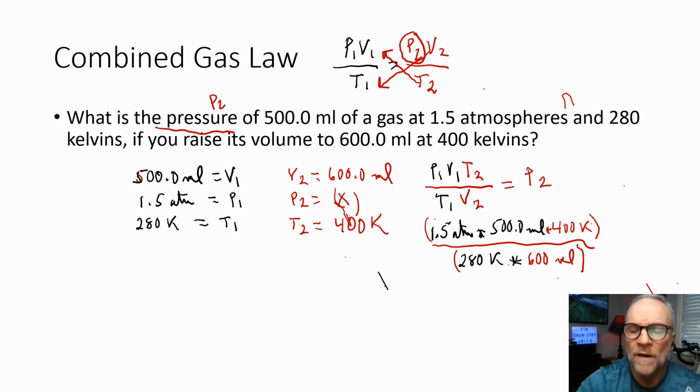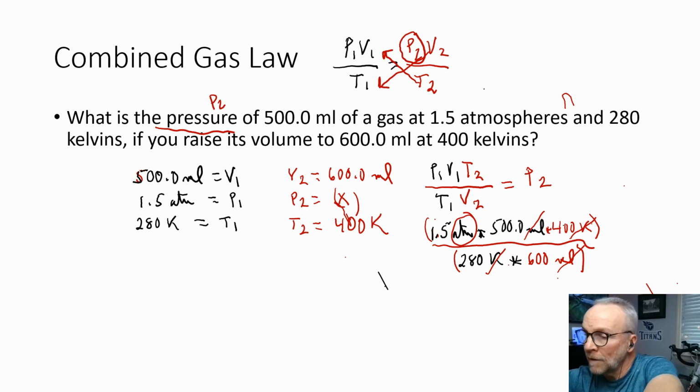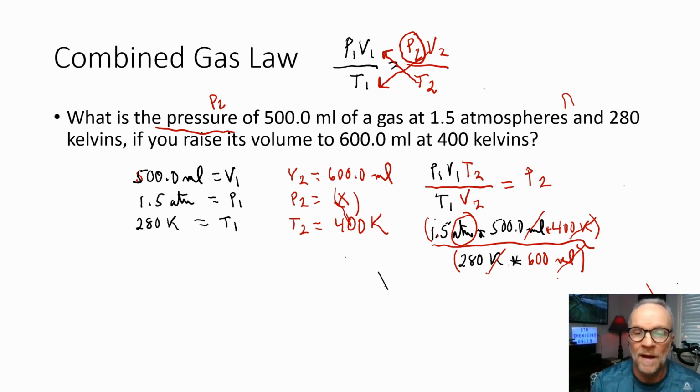Now let's cancel out our units and then check the unit that's left over to make sure it's what we're solving for. Here Kelvin is going to cancel out, milliliters will cancel out, and our final answer will be in atmospheres. Woohoo! Very good. That's always helpful. I think I worked that out, and our answer is 1.8 atmospheres.